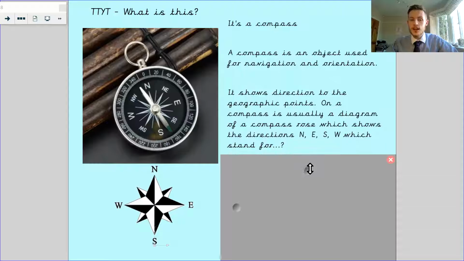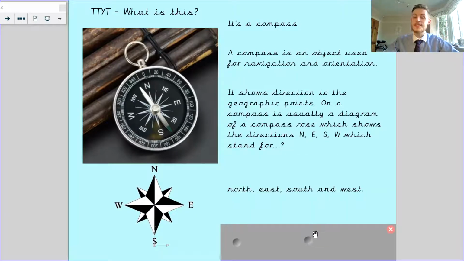On a compass there is usually a diagram, and it's usually got a compass rose, which is kind of what this is supposed to be. It's got four big points, and they usually have the letters N, E, S, W. What do they stand for? I hope you know it's north, east, south, and west, and they follow round the compass. So today we're going to be using that compass knowledge and our continents and oceans knowledge to help us figure this out.